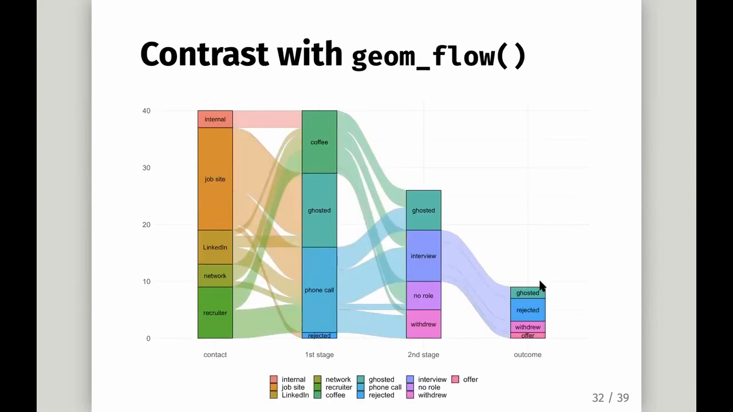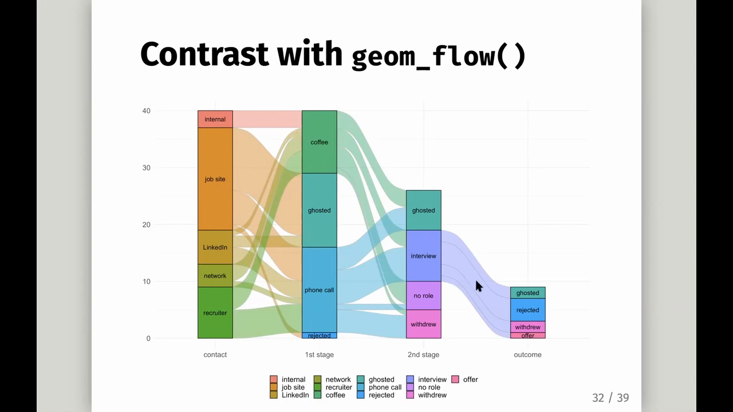And I wanted to just contrast this with if we had chosen to use geom_flow. If his decision had been, I want to visualize what happened between each of these different axes, that might have been his goal, right? In that case, we would have used geom_flow, and that would have let us see that all internal contacts led to a coffee meeting in the first stage, whereas job site led to either ghosted or phone call or rejected. And then we're kind of cut off.